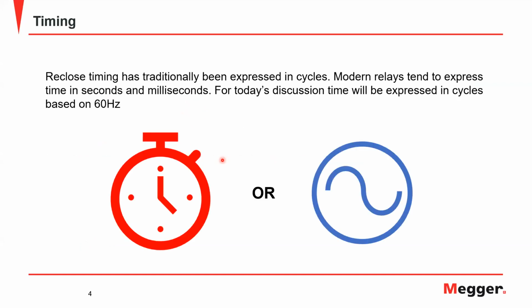Okay, now, while we're discussing timing, traditionally, reclosing has been expressed in cycles, at least in North America. Most relays are transitioning now to seconds and milliseconds. I'm testing a Schweitzer 551 today, and it uses cycles. So just for consistency, most of my discussion will be based on cycles, and specifically it will be based on 60 Hertz.